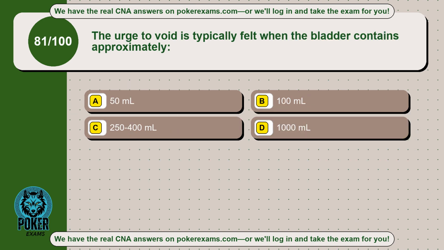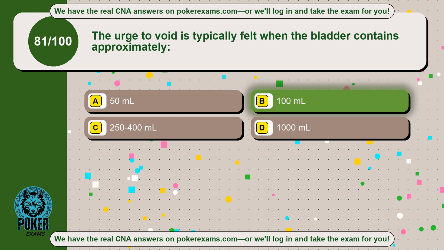Question 81. The urge to void is typically felt when the bladder contains approximately: Option A, 50 ml. Option B, 100 ml. Option C, 250 to 400 ml. Option D, 1000 ml. The correct answer is option B.